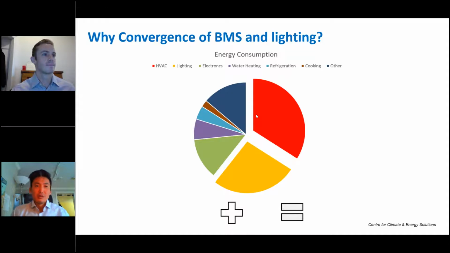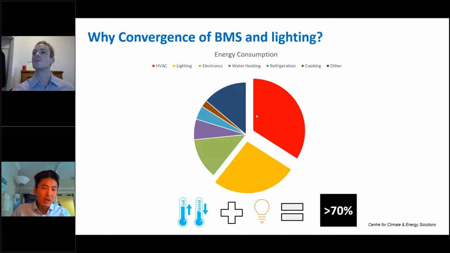So, good question, right? Why integrate BMS or BAS with lighting? When you look at what lighting and HVAC represent as far as total energy consumption, it's upwards of 70% plus. So it's a good idea to somehow integrate those two and make the best use of them. And even though they're the biggest expense, it's also the biggest source of complaint.